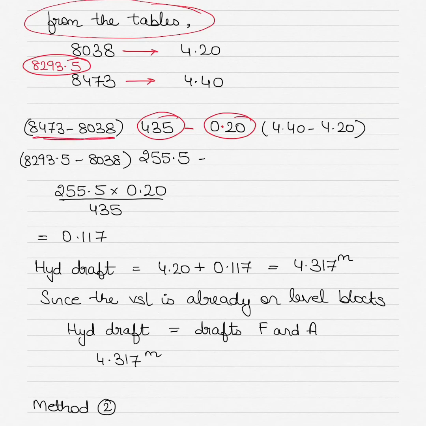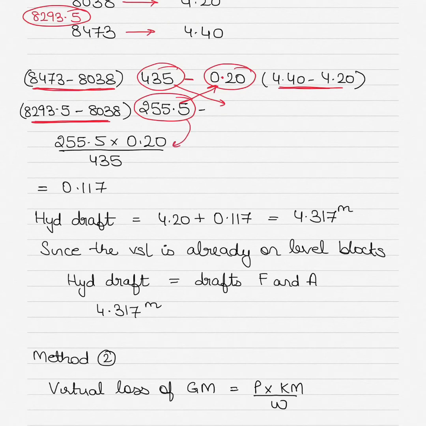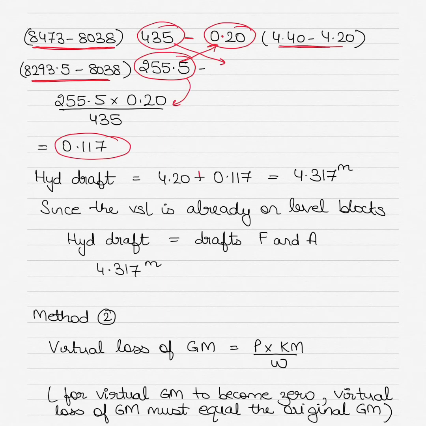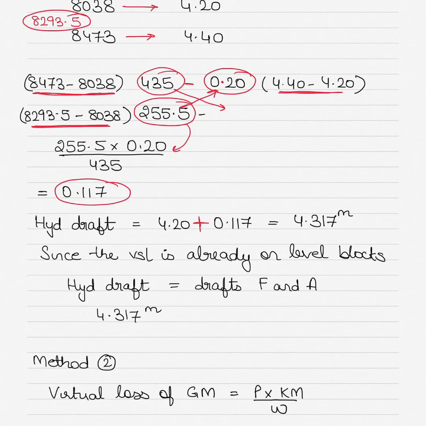How did I get 435? You can see here 8473 minus 8038 and 4.4 minus 4.2. So for a difference of displacement of 255.5, which is the difference between 8293.5 and 8038, what will be the change in the draft? The change in the draft will be 0.117 that you will add to the hydrostatic draft of 4.20, because you can see as the displacement is increasing, the draft is also increasing.